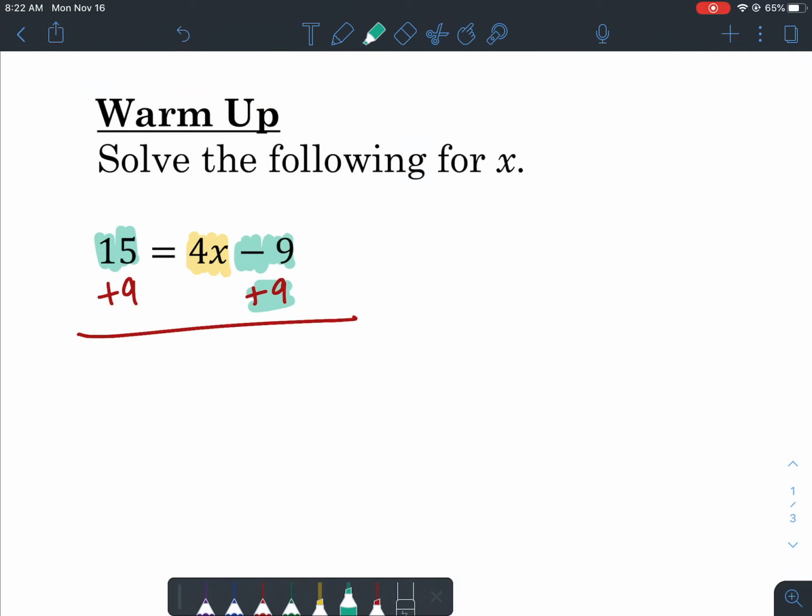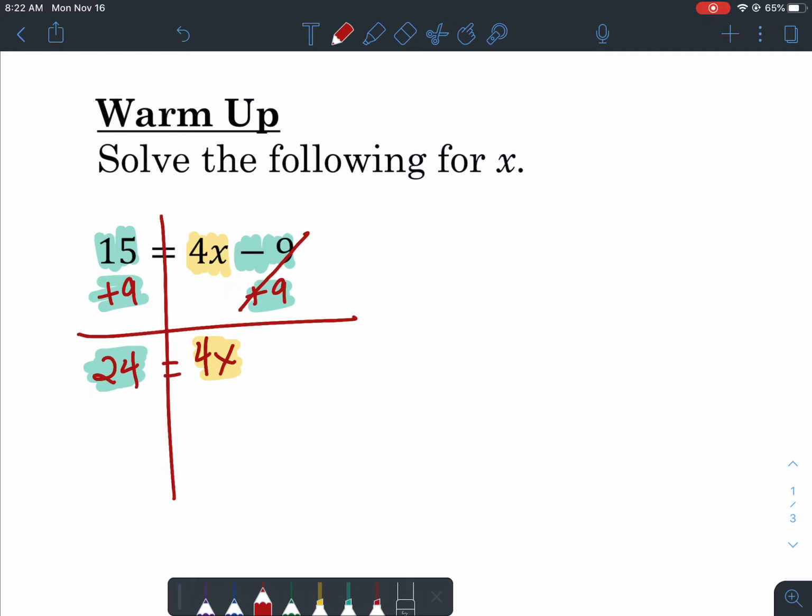As you can see, constants to constants line up. We drop our equal sign. If you need the line, keep the line. And then 4x drops. 15 plus 9 is 24. And now we have our constants, which are just numbers, and our variables on either side. This is what we want.